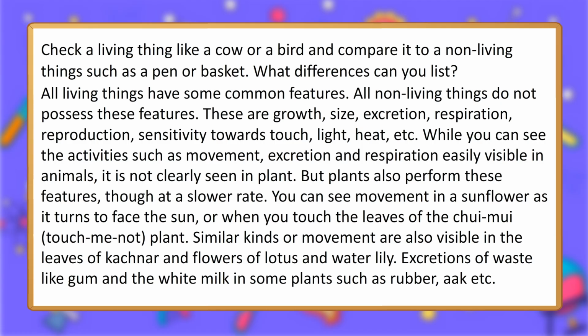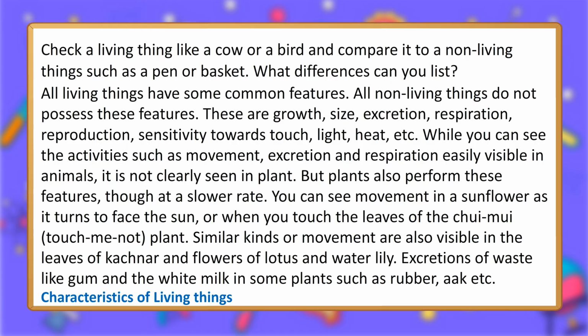While you can see the activities such as movement, excretion and respiration easily visible in animals, it is not clearly seen in plants. But plants also perform these features, though at a slower rate. You can see movement in a sunflower as it turns to face the sun, or when you touch the leaves of the touch-me-not plant. Similar kinds of movement are also visible in the leaves of kachanarya and flowers of lotus and water lily. Excretions of waste like gum and the white milk in some plants such as rubber, bark, etc.